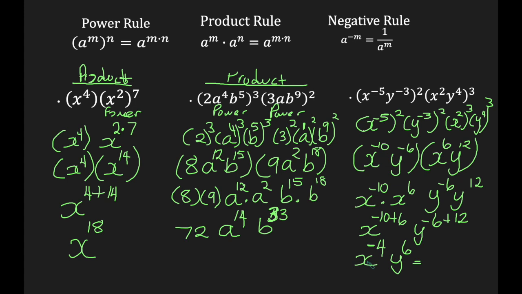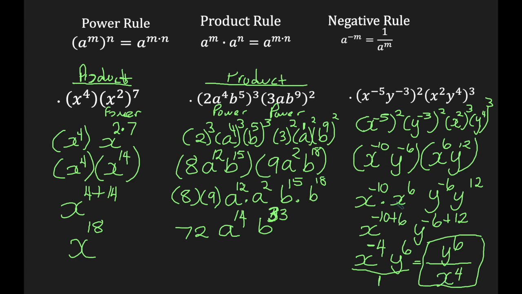But remember, negatives are not allowed. So make your fraction, put it over 1. Now, since this has a negative exponent, it cannot stay in the numerator. It's going to go to the denominator position and become positive. The y to the 6th power is okay because that 6 is positive, so it can stay in the numerator. So your final answer, after all that hard work, is y to the 6th over x to the 4th.